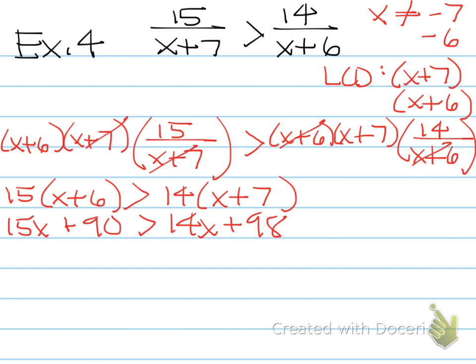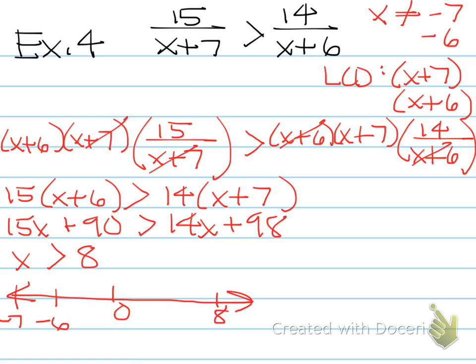Distribute the 15 on the left side and then distribute the 14 on the right side. Subtract 14x from both sides and subtract 90 from both sides. That'll give us x is greater than 8. Draw your number line, 0 in the middle. Now we're going to have 3 markers. We should have a marker at -7, -6, and +8.